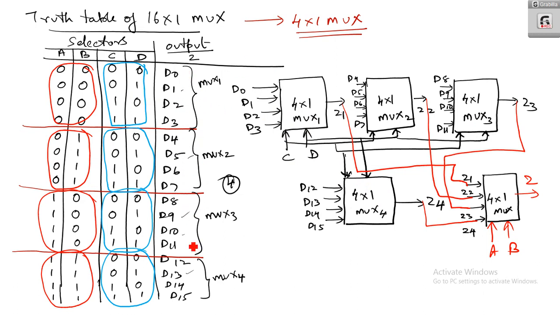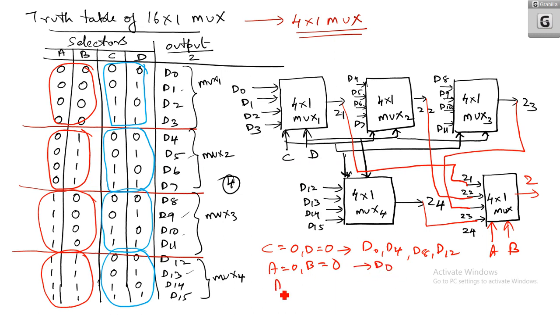D0, D4, D8, D12. These are the data which can be selected. Okay, for example, when C is equal to 0, D is equal to 0, what are the data which can be selected? The data which can be selected are D0, D4, D8 and D12. These are the only data that can be selected. Again, in that case, when A is equal to 0 and B is equal to 0, which data will be selected? D0 will be selected. Okay.